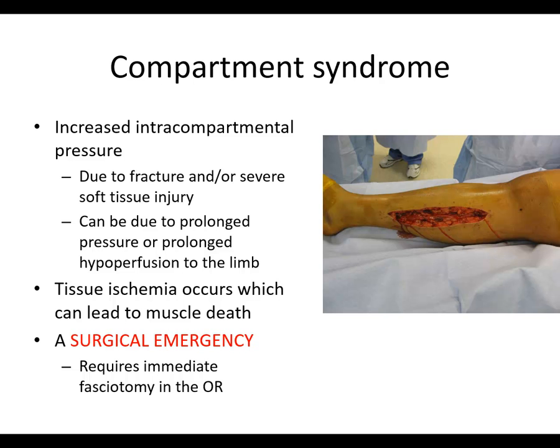When I say compartments, you're talking about the fascial compartments in the extremity, which have these tight confines. It can be due to prolonged pressure or prolonged hypoperfusion to the limb. So if somebody has a vascular injury and they're not perfusing their limb, they can get a compartment syndrome. Or somebody who's been in an earthquake and something's laying on top of their leg, a crush injury, that can lead to compartment syndrome. This is a tissue ischemia that can lead to muscle death, and it's a surgical emergency. If you make the diagnosis, it requires an immediate fasciotomy, like is shown here in this picture in the operating room.